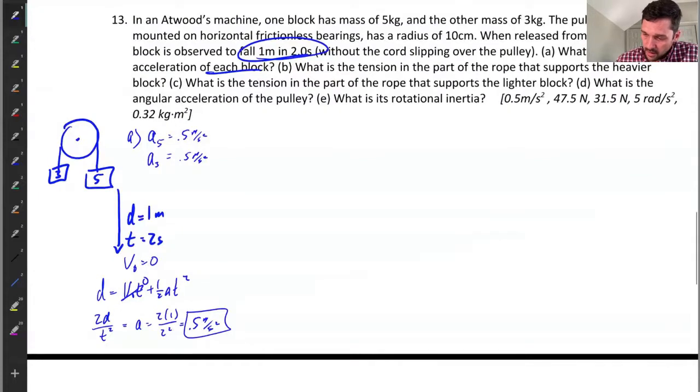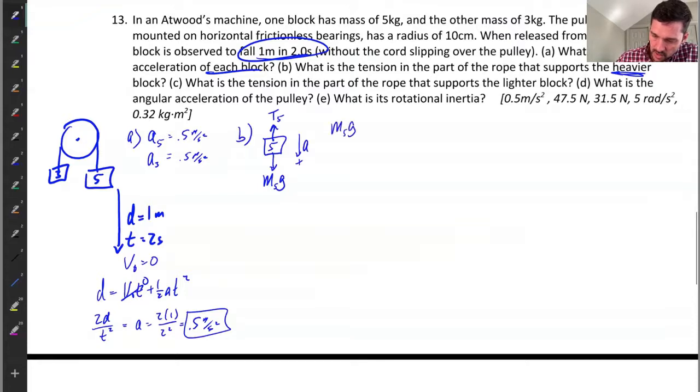What's the tension in the part of the rope that supports the heavier block? All right, so for the heavier block, we are investigating the forces on it. We've got its own weight downward, and the tension exerted upward. The reason there's tension is because the string is tied to other things, so it's going to mitigate the acceleration of that block. It's accelerating downward, so I'm going to call that positive. So we've got m5 g minus tension 5 equals m5 a.